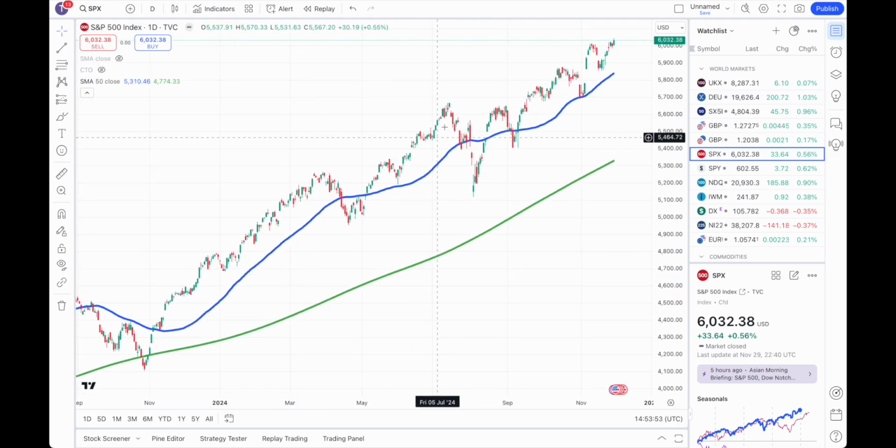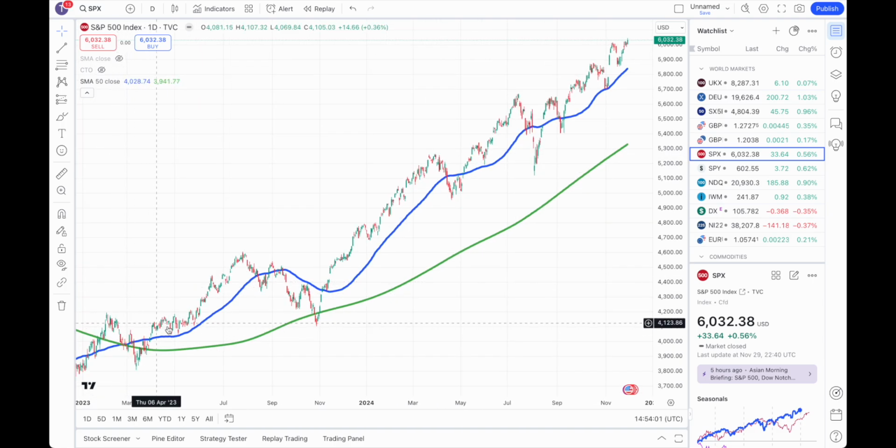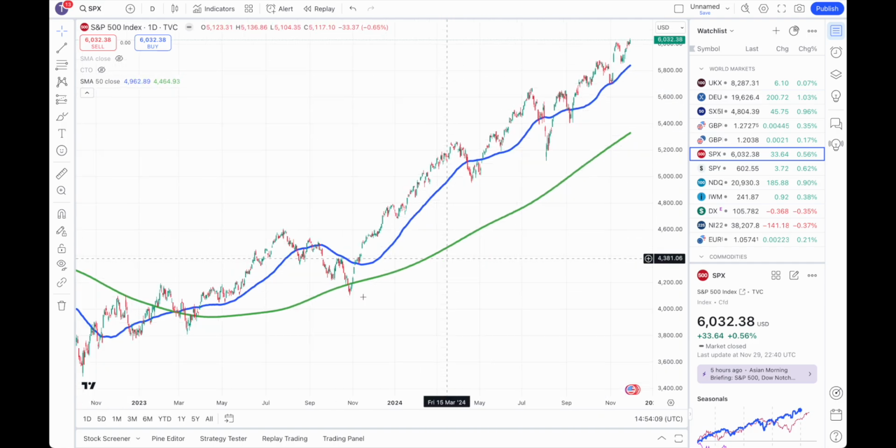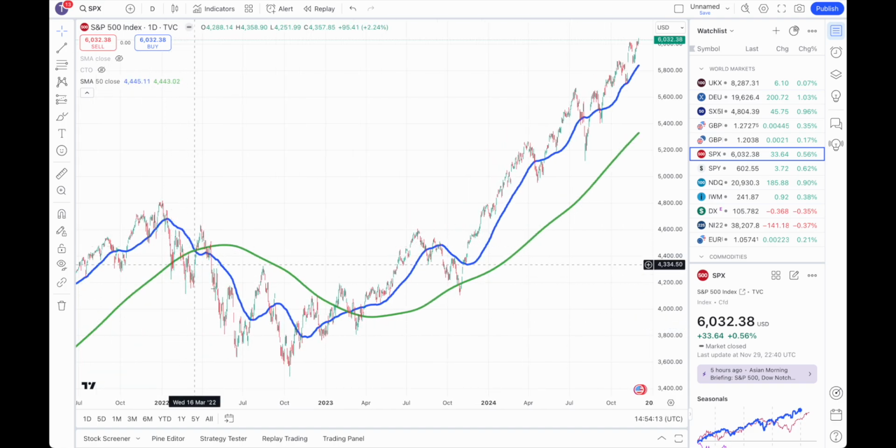Some people use the moving averages as support and resistance. So you could see a few times where the S&P, especially over here, it bounced off the moving average. Again over here. And you've got the longer term bounces as well, so over here as well. And you could see it's been in a downtrend in this area.